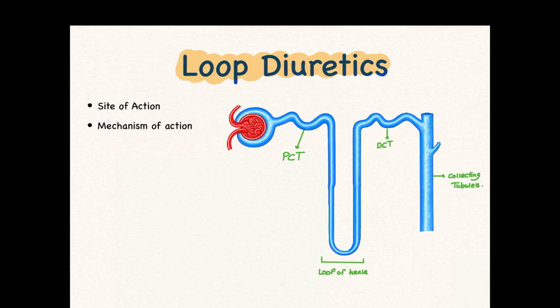Now, let's talk about loop diuretics. We will talk about the site of its action and also the mechanism of its action. As its name suggests, loop diuretics act in the loop of Henle of the nephron, specifically the ascending limb of the loop of Henle.